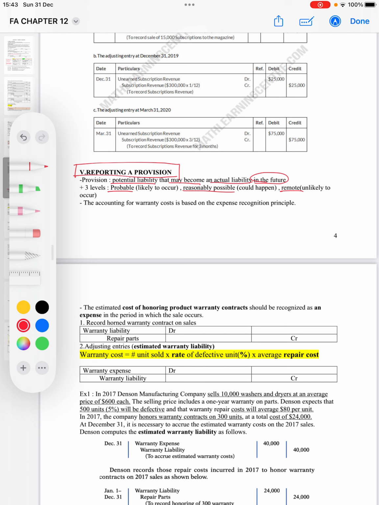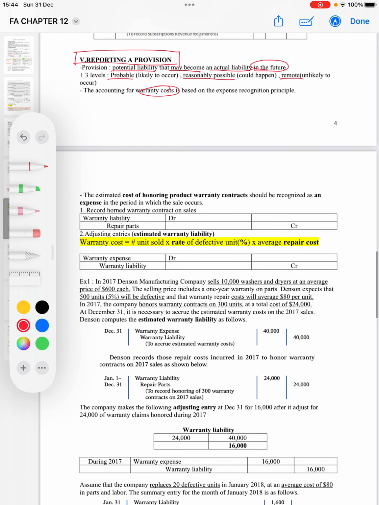So when we think of provision, we will think of the warranty cost. So for example, you are an owner of a merchandising company and you sell iPhones to your customers. When you sell the iPhone to your customer, you have to think of the warranty cost. Warranty cost is a potential liability that may become an actual liability in the future. So we can say that warranty cost is an example of provision.